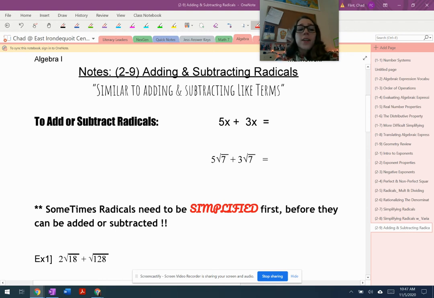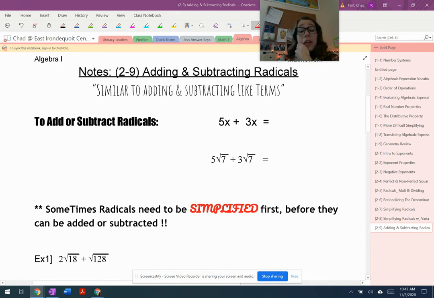All right, here's our last lesson for Unit 2 for Algebra 1. This is adding and subtracting radicals, which is actually significantly easier than simplifying radicals with all the variables and stuff, I think at least. So anyways, adding and subtracting radicals is similar to adding and subtracting like terms.